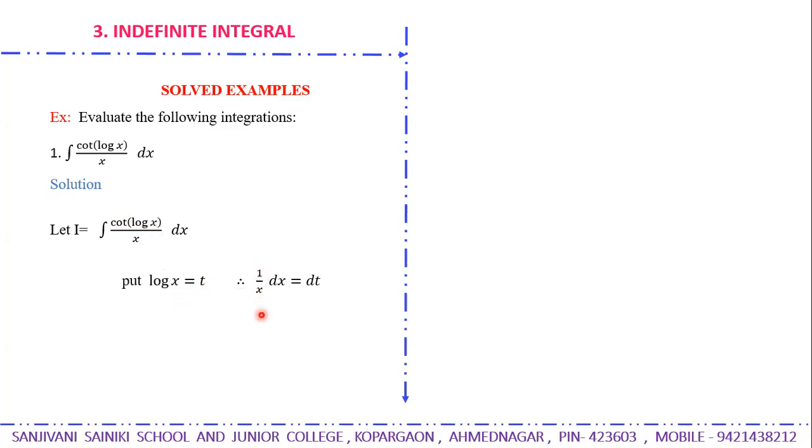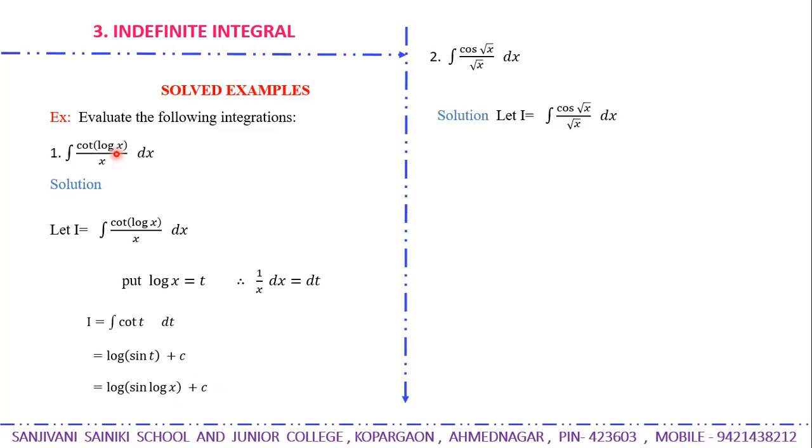So we get 1 upon x dx is dt. So 1 upon x dx will be replaced by dt, and log x by t, you will get the integration of cot t dt, and integration of cot t is log of sin t plus c. So what is t? T is log x. So we have to back substitute it in the integral. So log of sin of log x plus c is the integration of this function.